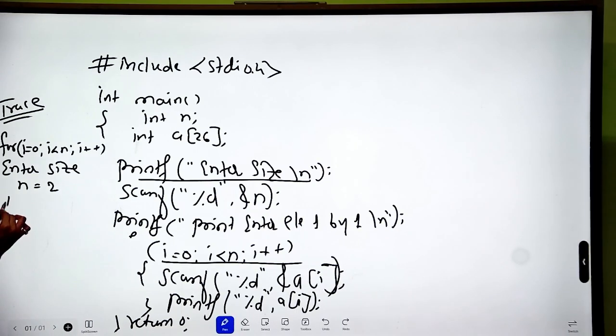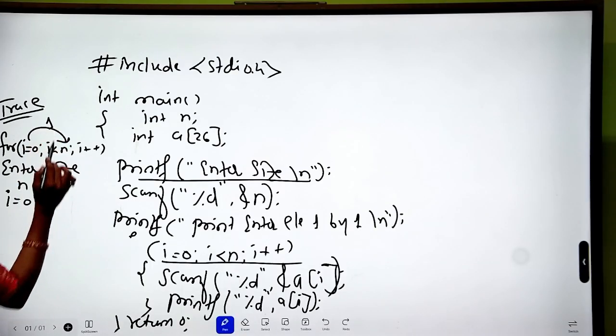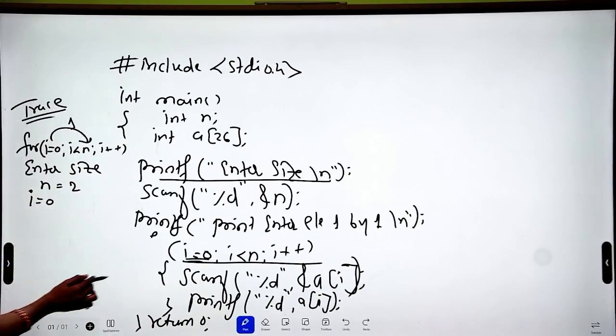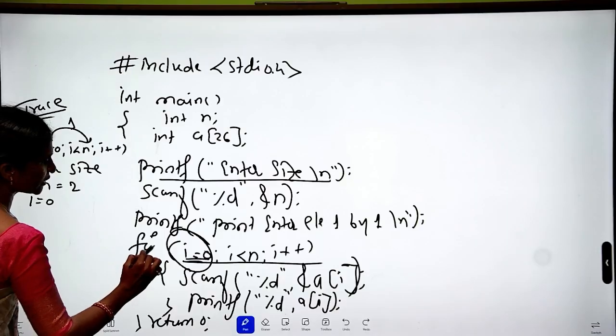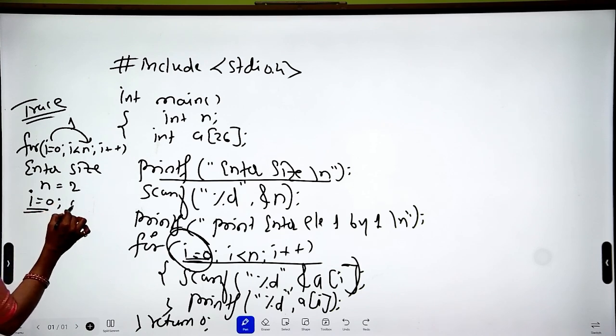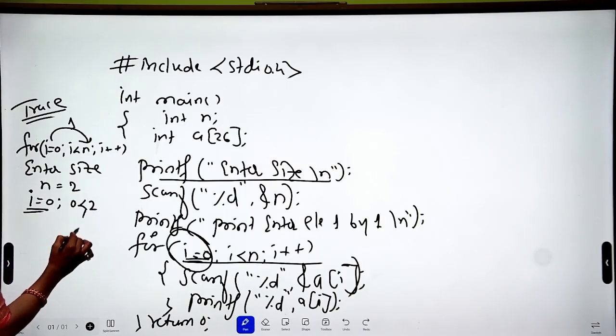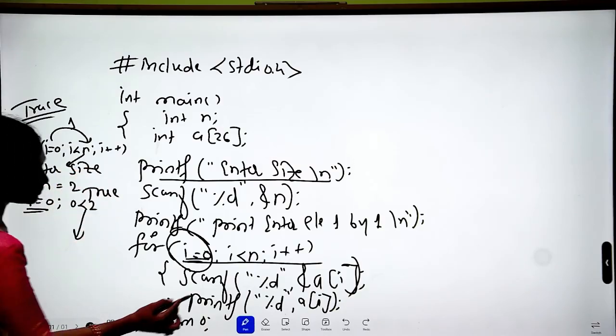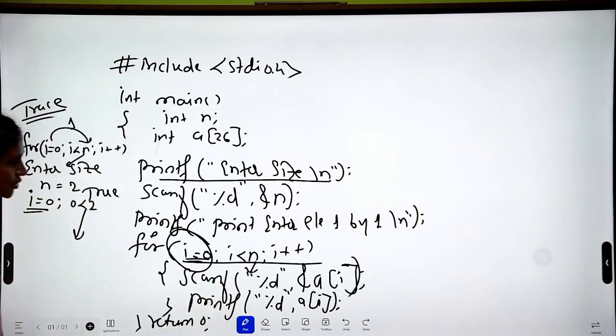Okay, now i is initialized to 0 the first time only once. Initialization executes only once throughout the program execution. How many times will it execute? Only once. So it is initialized, then it will check 0 is less than 2, it is true. So it will enter into the block.